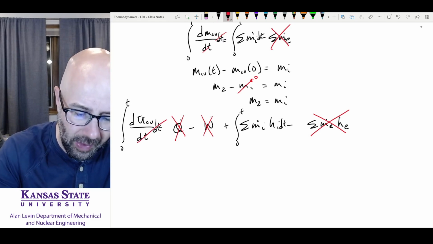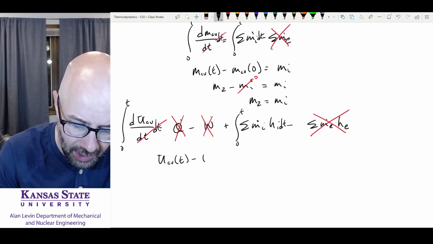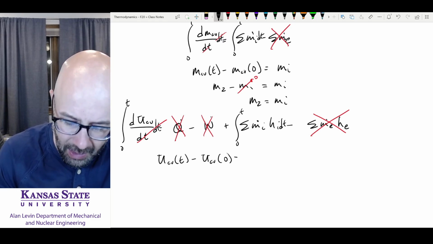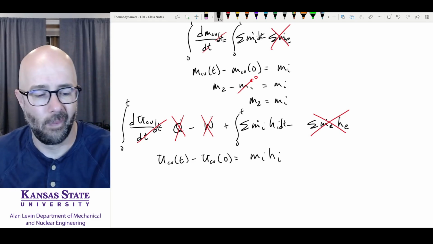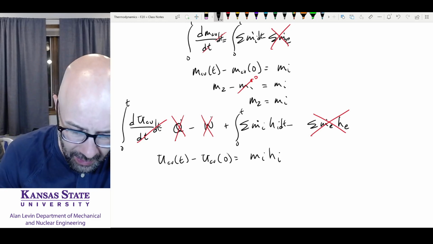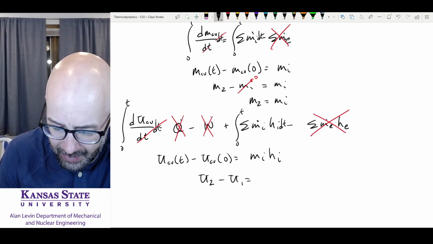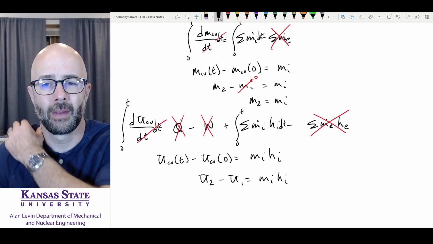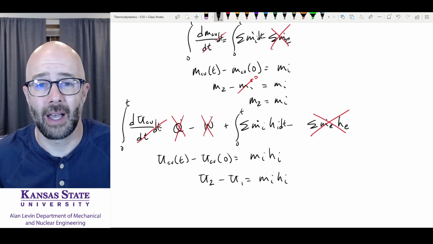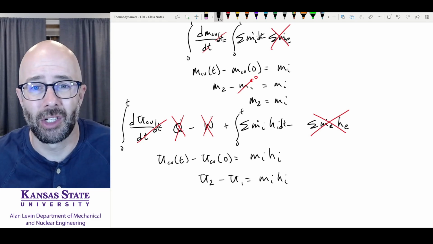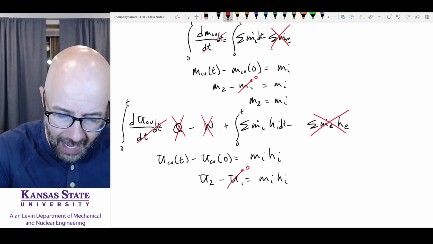This cancels here, and we're going to get the internal energy of the control volume at time t minus the internal energy of the control volume at time 0 is going to be equal to the mass in times my enthalpy in. Or I can call this internal energy 2 minus internal energy 1 is equal to mass in times enthalpy in. Now again, when I start off this problem, it's a complete vacuum inside of that tank, so there is no internal energy at 1. There's nothing inside of it to have internal energy, so this is going to go to 0, and I'm left with this equation.